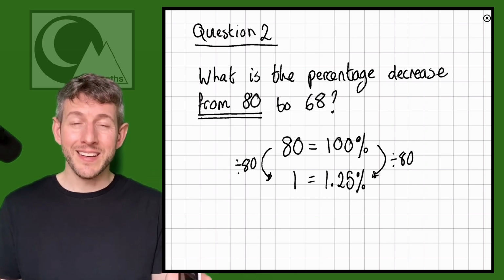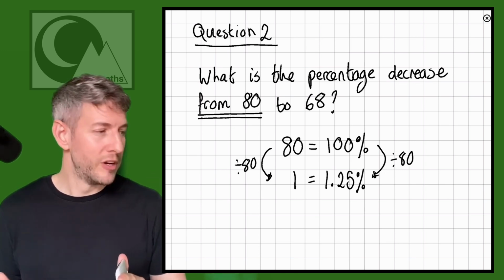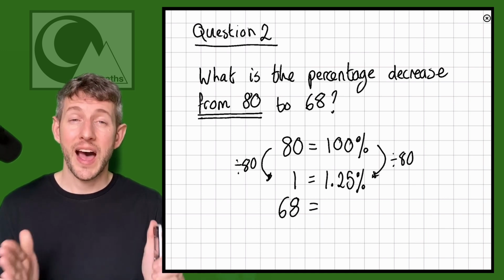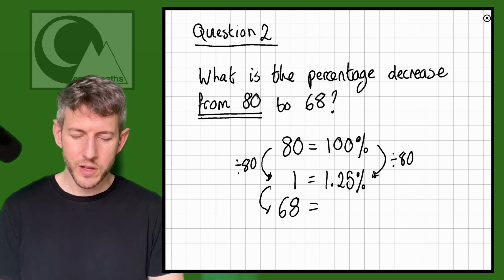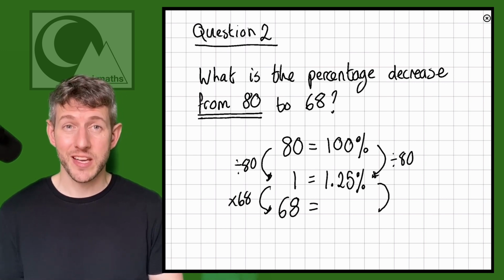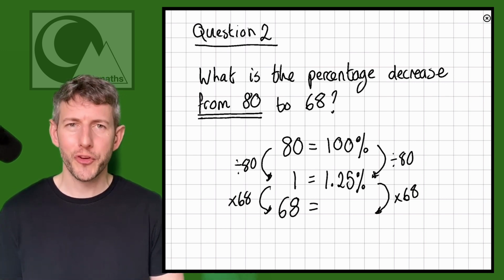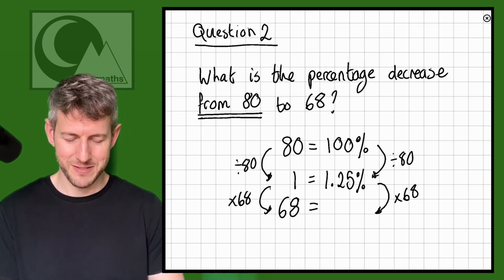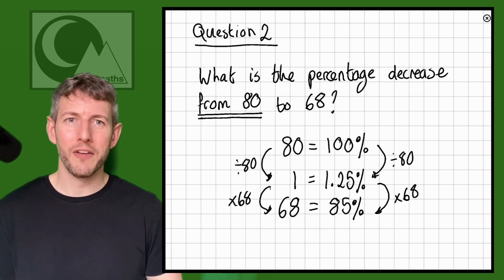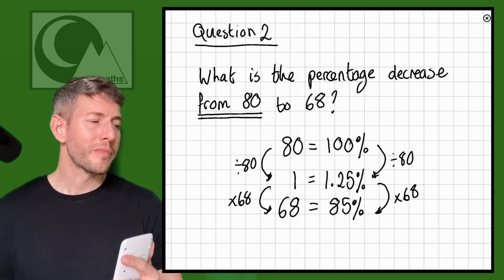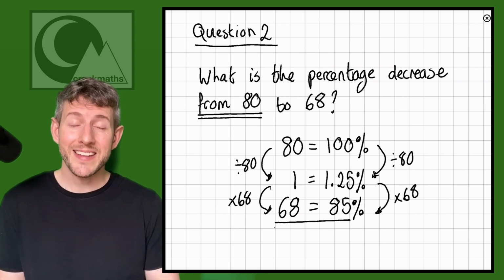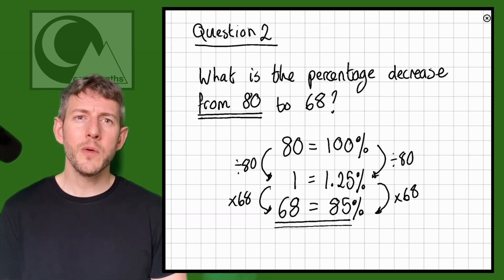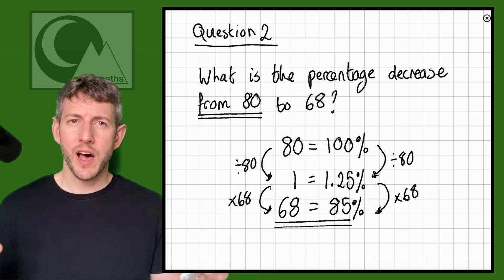What amount is it that we want a percentage of? Let's have a look. 68. So we want to know what 68 is as a percentage. So we're going to do 1 times 68 to give us 68. And then we're going to do 1.25 times 68. Let me use my calculator. And that equals 85. So 68 is 85% of 80. Okay, so remember, 80 was 100%.